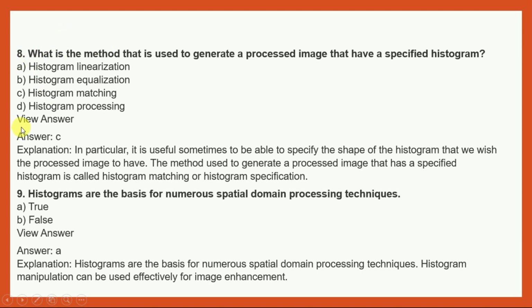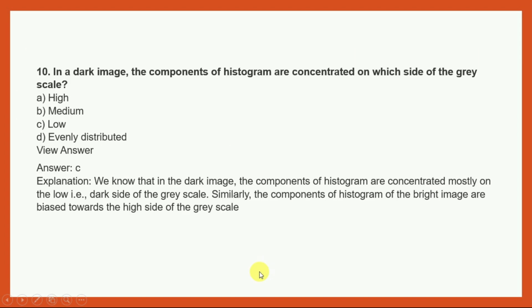The right answer is histogram matching. Now the question, histograms are the basis for numerous spatial domain processing techniques. So is it true or false? The answer is true, because if we see the explanation, we get to know histograms are the basis for numerous spatial domain processing techniques, and histogram manipulation can be used effectively for image enhancement, because it is a major part of image enhancement. Now in a dark image, the components of an image histogram are concentrated on which side of the grayscale? The options are over here, and the right answer is option C, that is the low side.